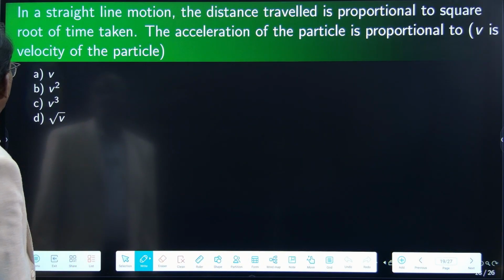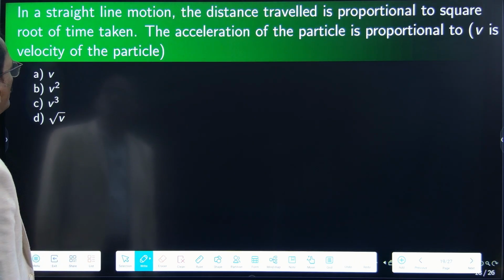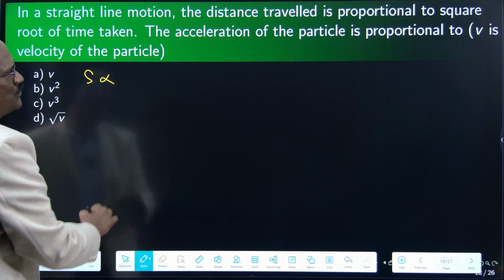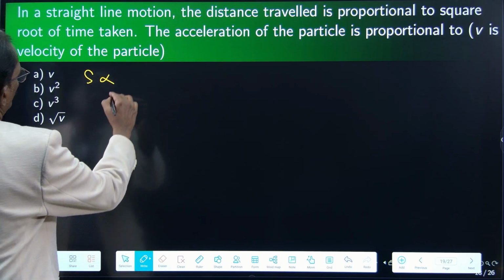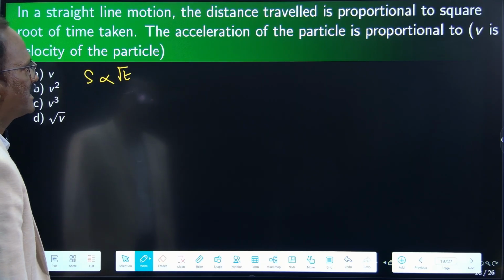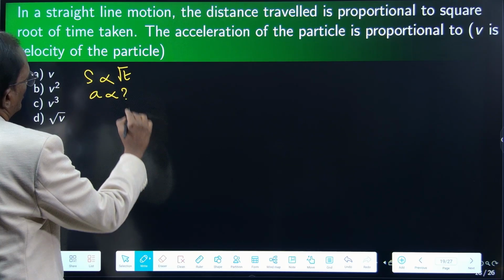Right. Next question: in a straight line motion, the distance traveled is proportional to square root of time taken. The acceleration of the particle is proportional to what? A is proportional to what?